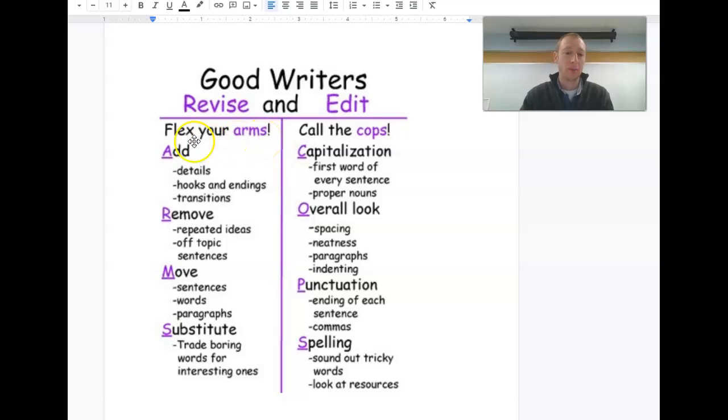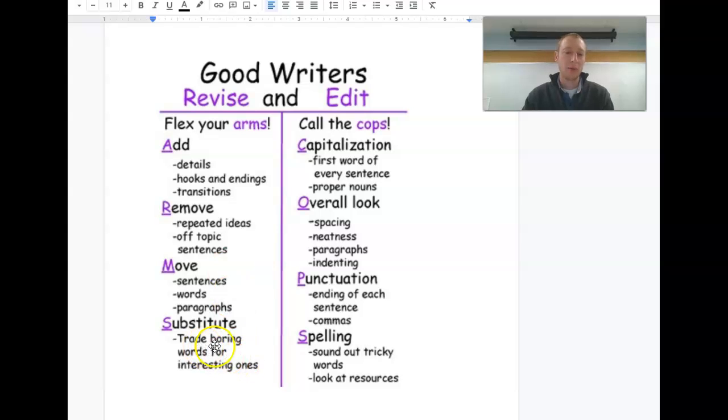So we can flex our arms, A-R-M-S. We're going to add details, hooks, endings, transitions. We're going to try to remove things that we repeat, off-topic sentences. We might move things around. We might move a sentence to the beginning or the end. We might move words around. We might move paragraphs around. And then we can also substitute. Maybe we trade some boring words for some more interesting ones.